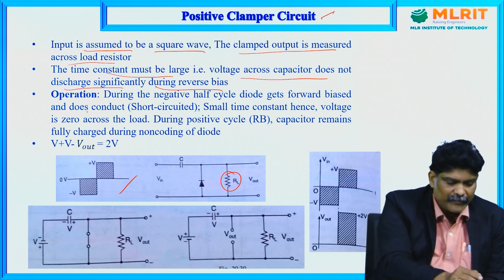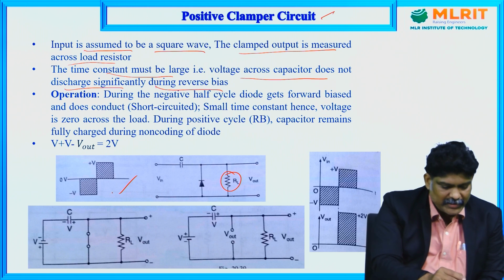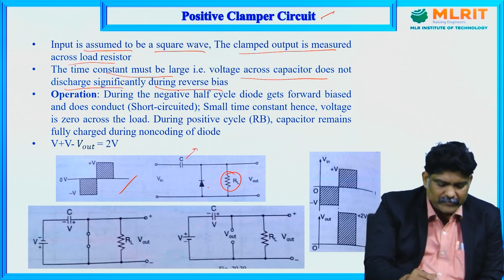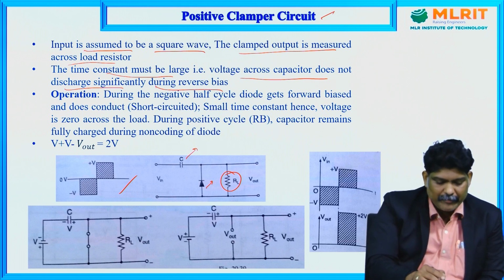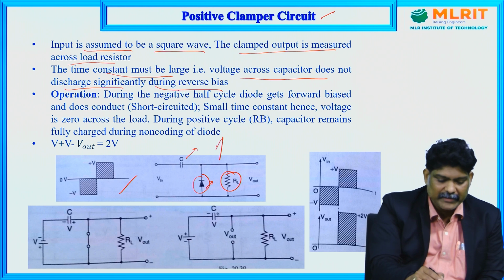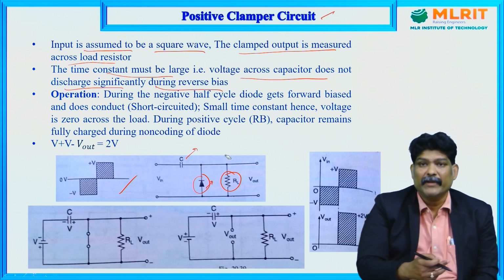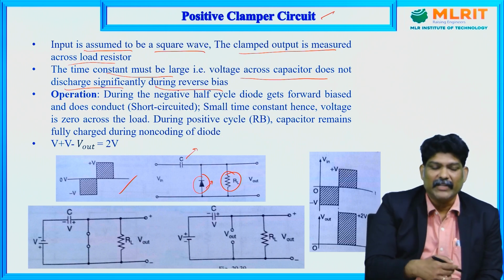So if you see the operation of this positive clamper circuit, this is your capacitor and resistor. How to remember it: if the diode arrow points upwards, then it is a positive clamper. If the arrow, which indicates the current flow of the diode, points downwards, then it is a negative clamper. This is the way of remembering the circuit: positive clamper, negative clamper.